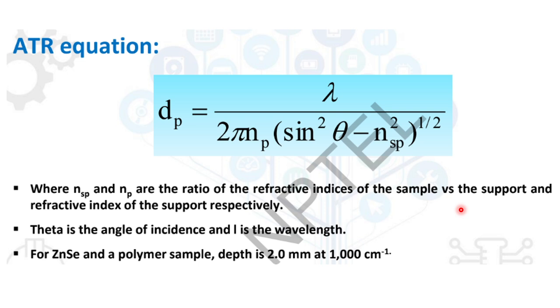Now in case of ATR, this is the equation where n_s and n_p are the refractive indices of the sample and the support. Usually for the support, sometimes diamond is used or zinc selenide is also used. So what you need to do here is just put your sample on the surface of the sample place. It may be zinc selenide or diamond, and you will get the data.